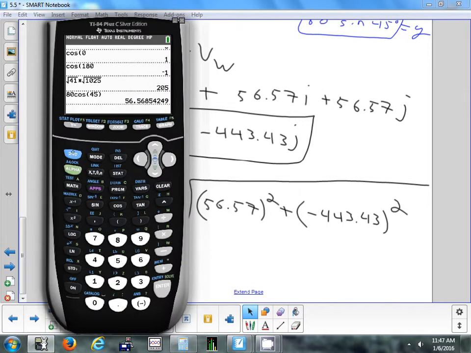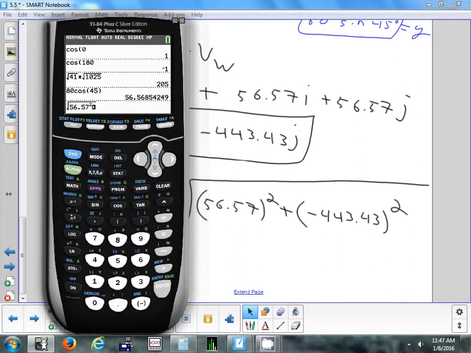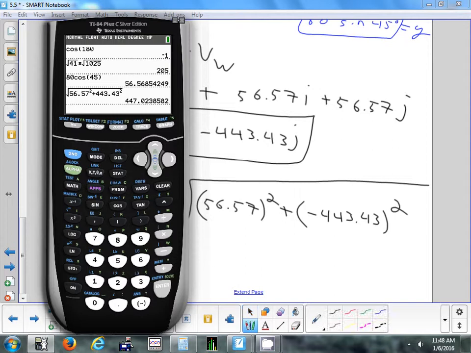Okay. All right, so just type it all in at once. Square root 56.57 squared plus negative 443.43 squared. You know what, since the negative is going to cancel out to simplify it, I'm just going to type it like this. Okay, the negative is going to go away anyway. So if you were standing on the ground with a radar gun, it would say the plane is going 447 miles an hour. Okay? Even though the pilot thinks his airspeed is faster, he's flying into a wind. So that complicates it.